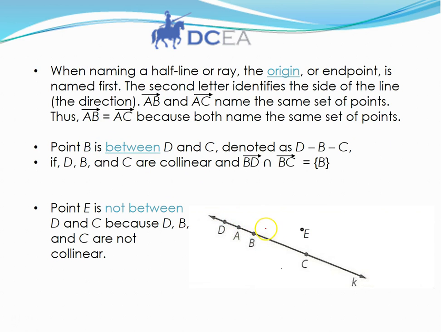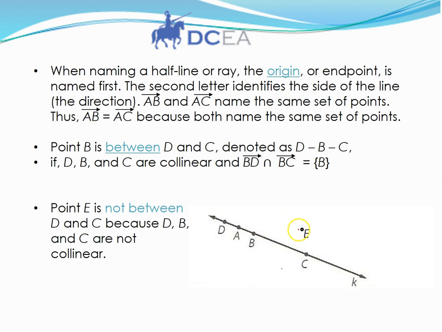We also have another definition that we've learned previously, and that's the definition of betweenness. Point B is between points D and C. We denote this by writing D-B-C. For this to be true, D, B, and C must be collinear, and ray BD will intersect ray BC at point B. So BD will intersect BC at point B.